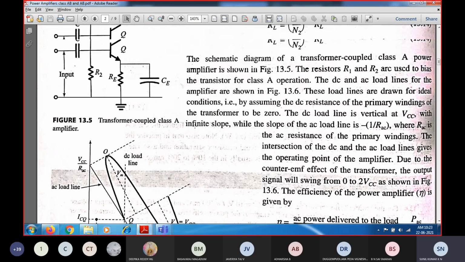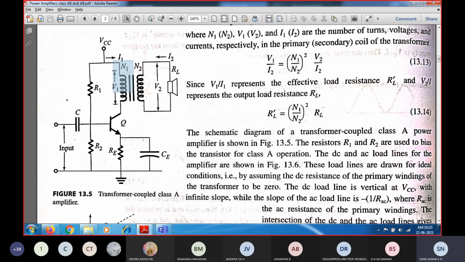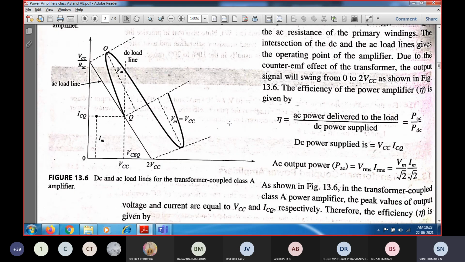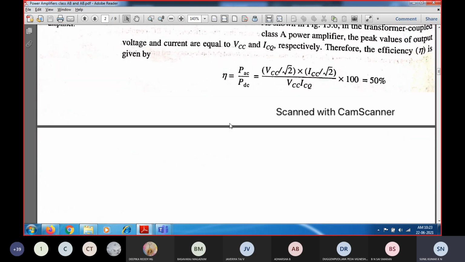So this is also a class A amplifier itself. The only thing is that we have just replaced it with a transformer coupled one. So this is about the class A amplifier, the transformer coupled class A amplifier. Okay. So any doubt is there in this?